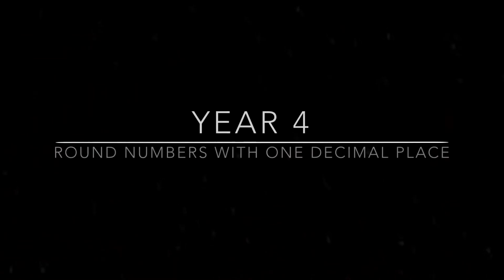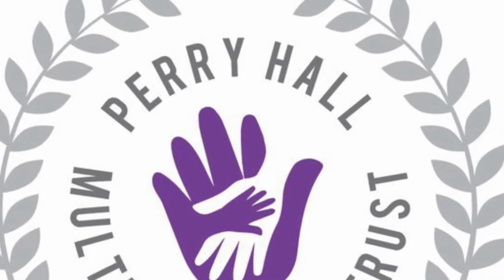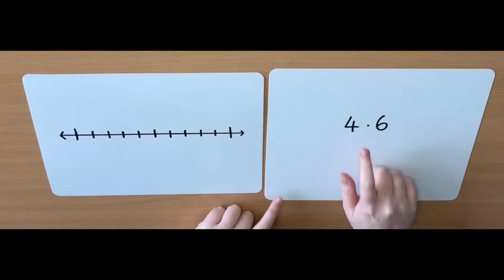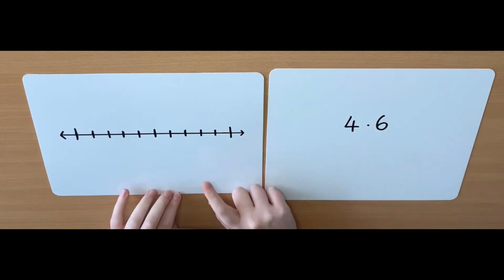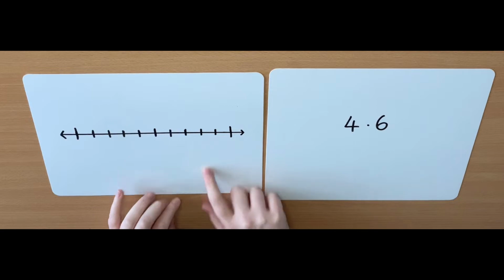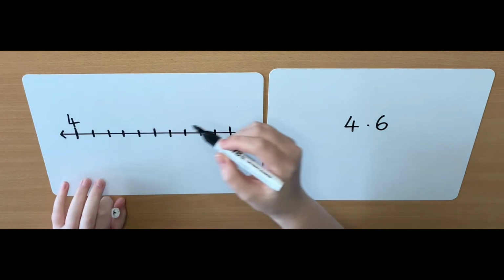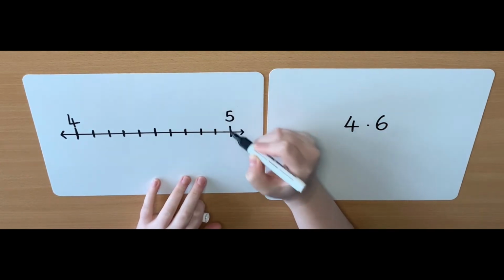How to round decimals with one decimal place to the nearest whole number. Let's round 4.6 to the nearest whole number. First thing I need to do is identify the whole number before and after my number. To do this, I'm going to look at the ones digit. Since it's a 4, the whole number before is 4 and the whole number after is 5.